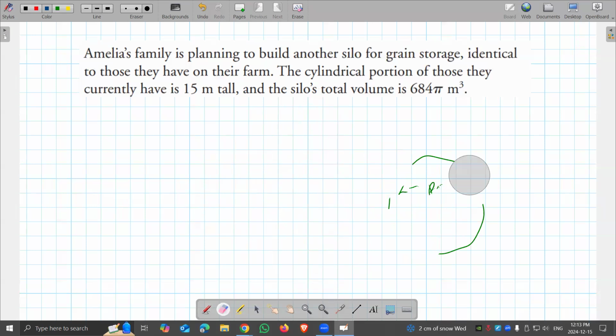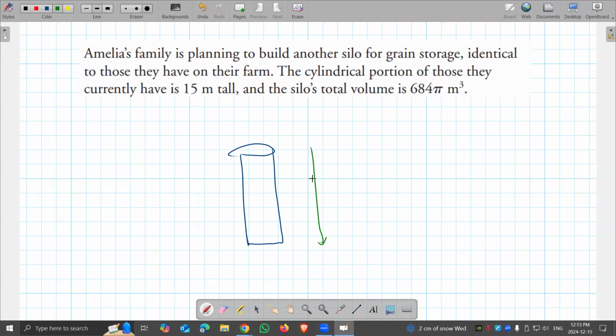So what's the question actually? There's a cylinder, it's a silo, and we're given the height of the cylinder, 15 meters. It's quite tall. And we're given the volume of the cylinder, 684 pi meters cubed. What are we missing?